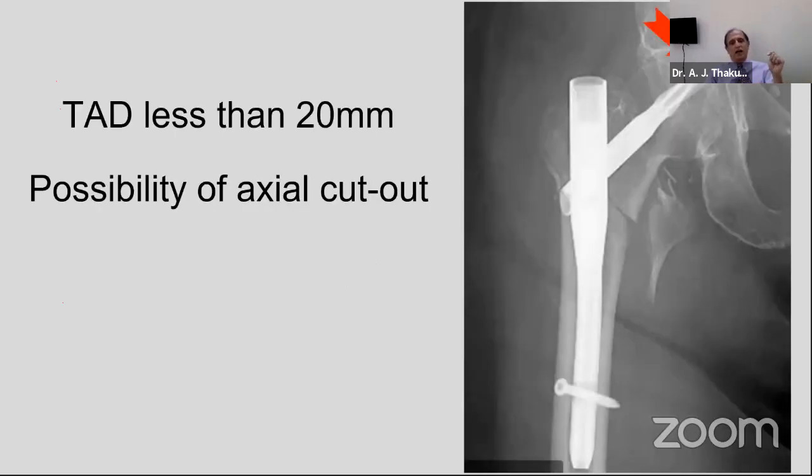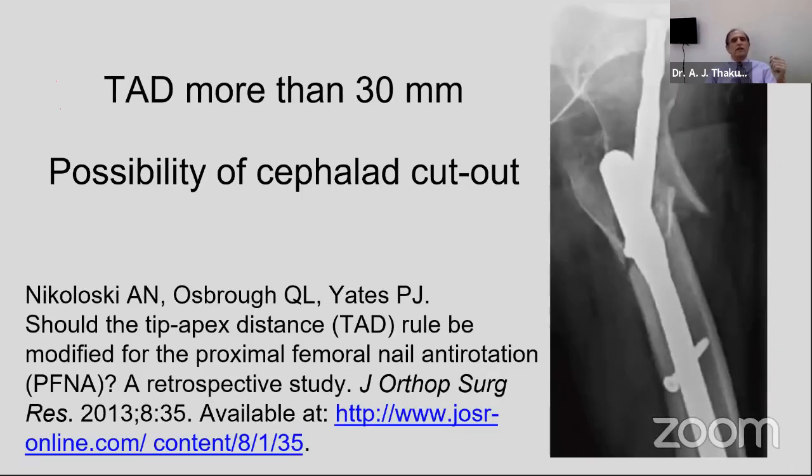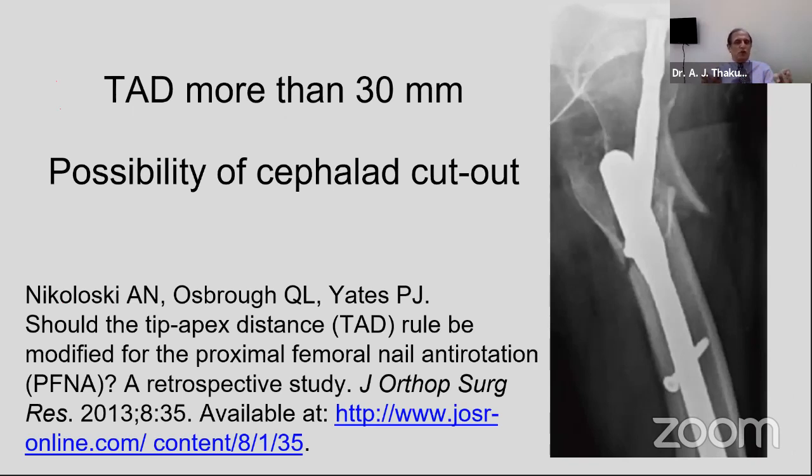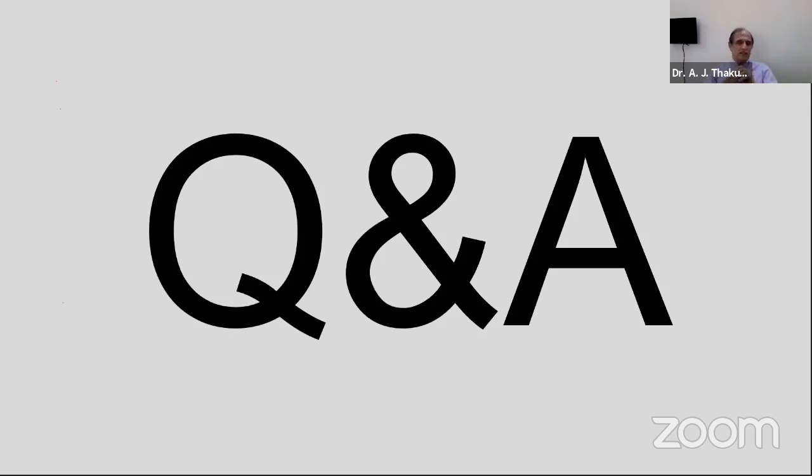If you leave it more than 20, it could cause a cutout also. TAD of more than 30 can cause a cephalic cutout. Lesser than 20 may go central. So you should go between 20 and 25 somewhere. That will work well, but don't go too close. They behave differently than the lag screw. So that was that, and we could take some questions here because the next topic is entirely different.